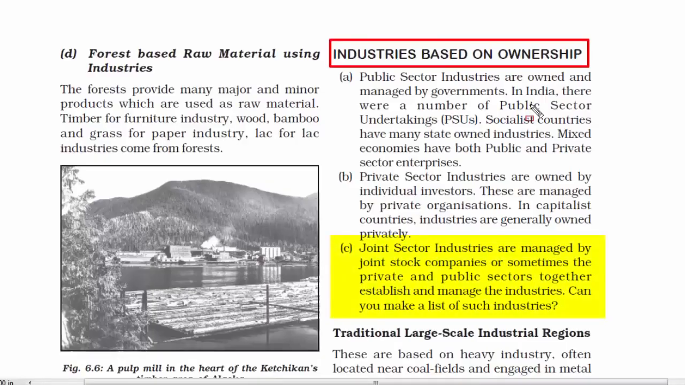And the third one is joint sector industries. The shareholders in this industry are both the government as well as private investors. They get into some sort of partnership to run a joint sector industry. Then the fourth one is missing here, but it is known as cooperative industries. Here the industries rely on each other based on some mutual cooperation.